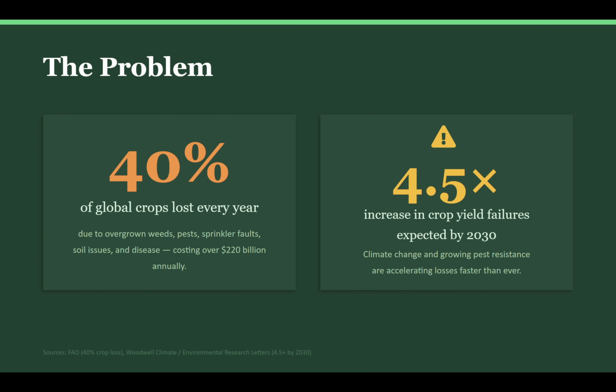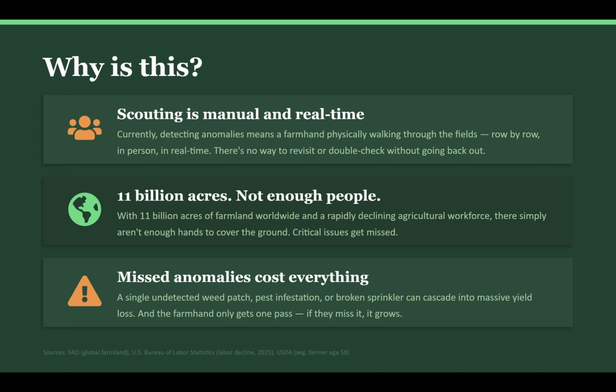faults, and soil issues. And crop yield failure is expected to increase by 4.5 times by 2030. Why is this? It's because currently, scouting for these anomalies has to be done in real time manually, a farmhand walking through the fields. In addition, with 11 billion acres of farmland worldwide and an increasing farm labor shortage, a farmhand might miss detecting an anomaly.